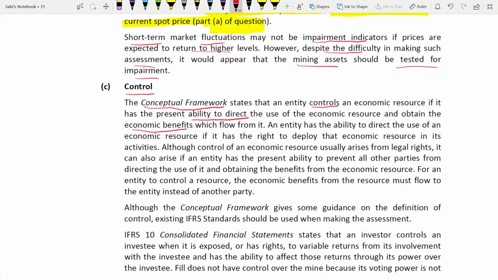An entity has the ability to direct the use of an economic resource if it has the right to deploy the economic resource in its activity. So this is further building up about that ability to direct. They are explaining this further. Next, although the control of an economic resource usually arises from legal rights, it can also arise if an entity has the present ability to prevent all other parties from directing the use of it and obtaining the benefits from the economic resource.